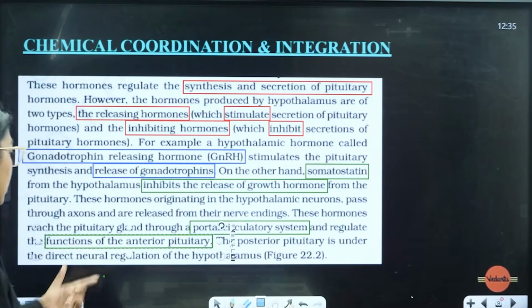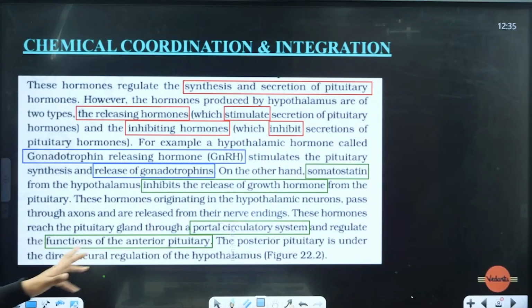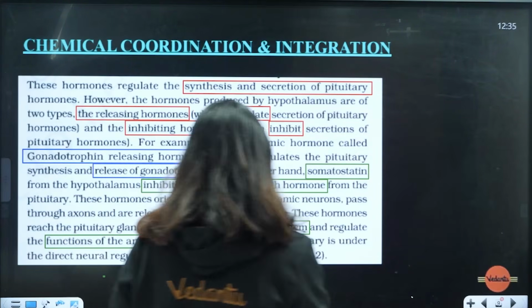So whose function do they regulate? Anterior pituitary. The posterior pituitary is under direct neural regulation of the hypothalamus. Posterior pituitary is the boss, students.